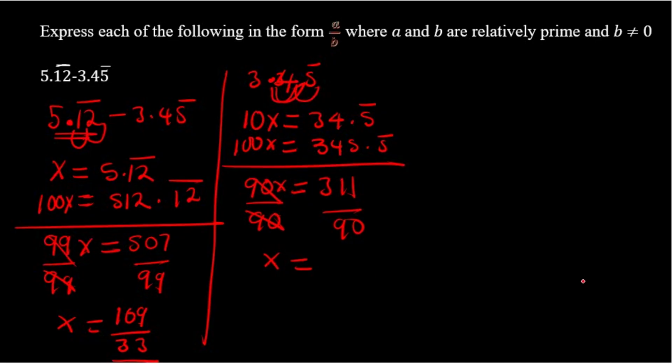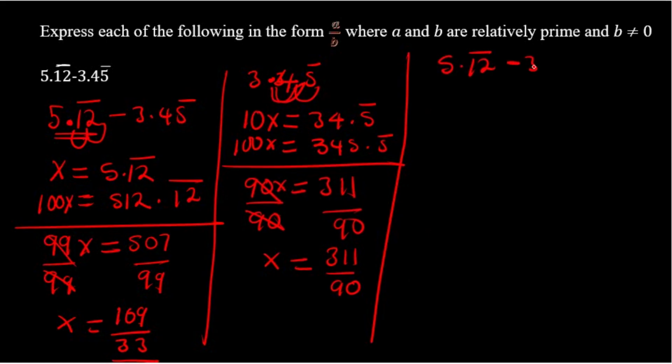So when you divide there, what answer do you get? It is just 311 over that. Now remember that we had 5.21 minus 3.45, like that, right? So what is 5.12? It's 169 over 33 minus, how about 3.45? Is it 311 over 90?